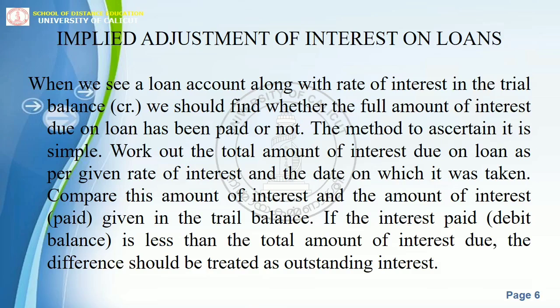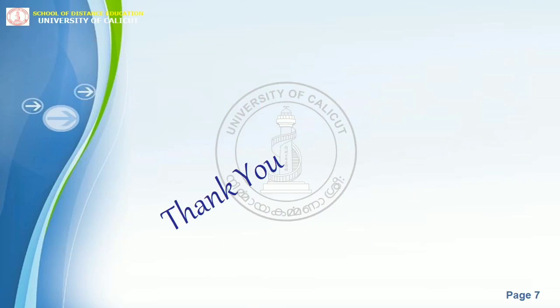Compare this amount of interest with the amount of interest paid given in the trial balance. If the interest paid debit balance is less than the total amount of interest due, the difference should be treated as outstanding interest. So this is the implication of the adjustment of interest on loans. These are a few highlighted concepts that need to be understood under this module.